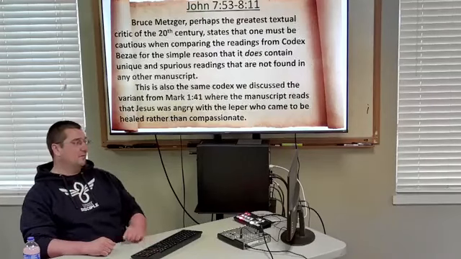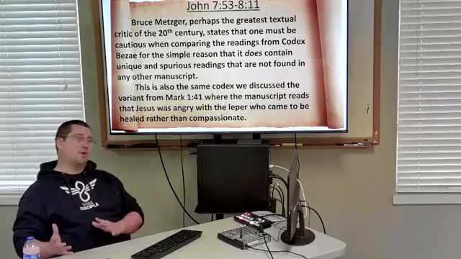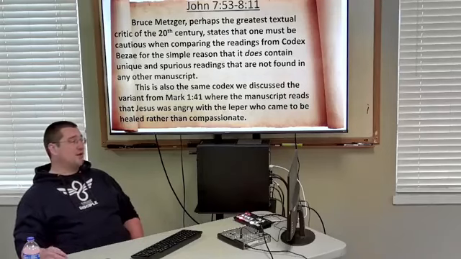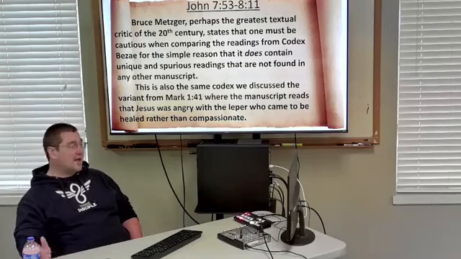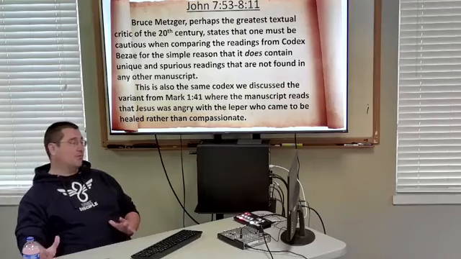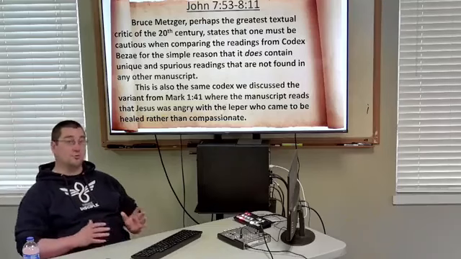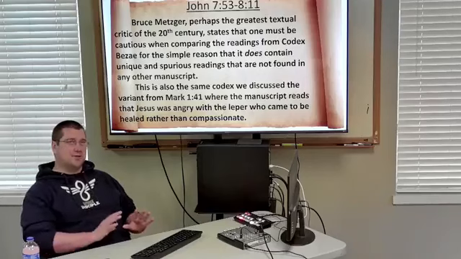Bruce Metzger, who is perhaps the greatest textual critic of the 20th century, remember he's the guy who mentored Bart Ehrman. Bart Ehrman was his last PhD student before he retired. He states that one must be cautious when comparing the readings from Codex Bezae for the simple reason that it does contain unique and spurious readings that are not found in any other manuscript. This is also the same codex that we discussed the variant from Mark 1:41, where the manuscript reads that Jesus was angry with the leper who came to be healed rather than compassionate, where we talked about the difference between splagchnistheis versus orgistheis. It's not that it's a bad manuscript in one sense.